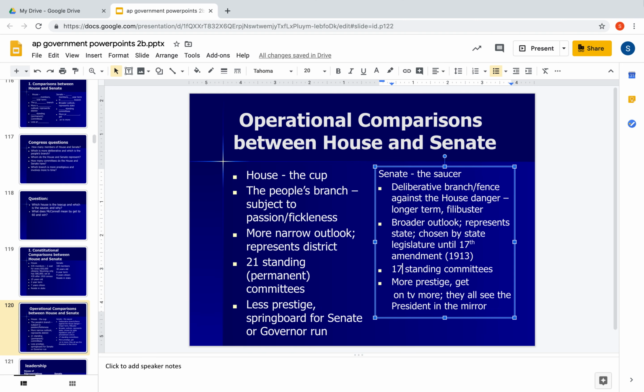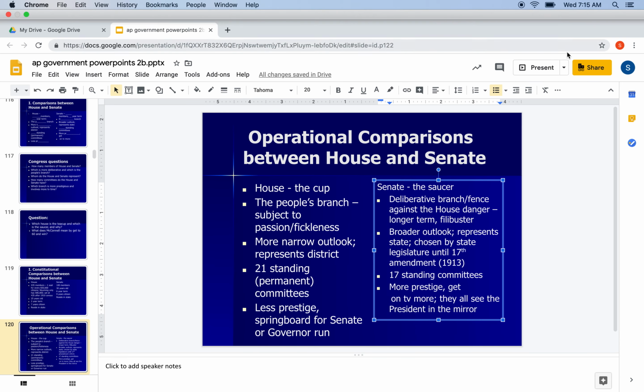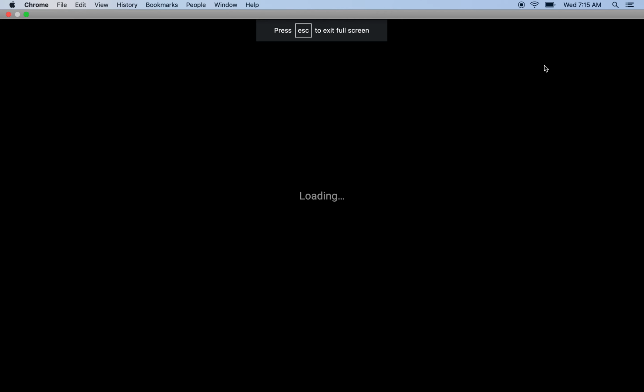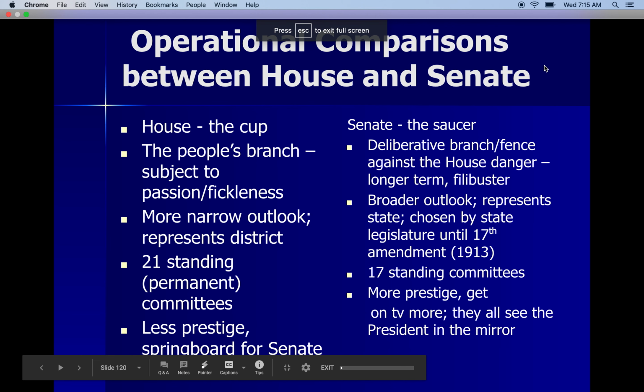But notice, logically, and we'll do a little bit of math here. For 100 people, you're not going to have as many committees as when you have 435 people. But we'll also take note that the committees are going to be bigger in the House, because they don't have that many more standing committees. All right, it's a bigger deal to be a senator. They get on TV more.